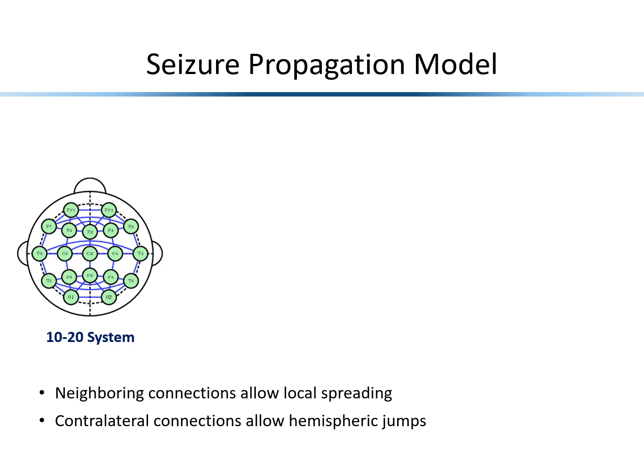propagation. What we have done to create this graph is connect neighboring channels to allow for local spreading, which is a very commonly observed phenomenon, and contralateral channels to allow for quick jumps across the hemisphere, which is one of the major confounds in visual inspection of these EEG data.